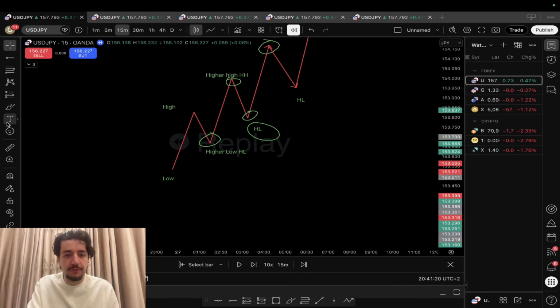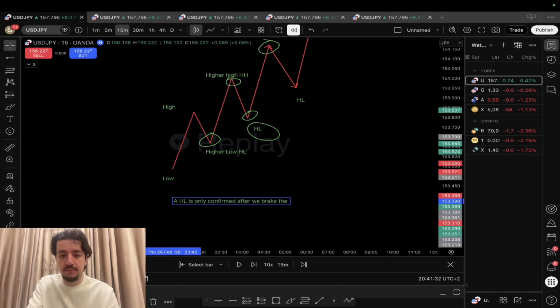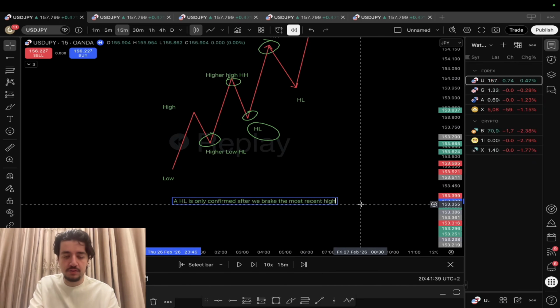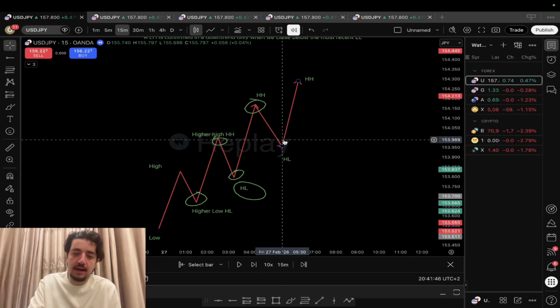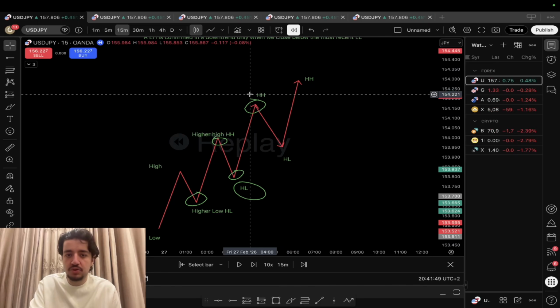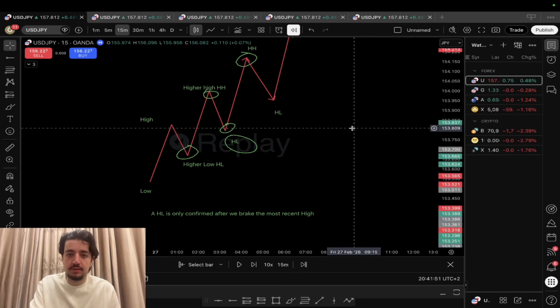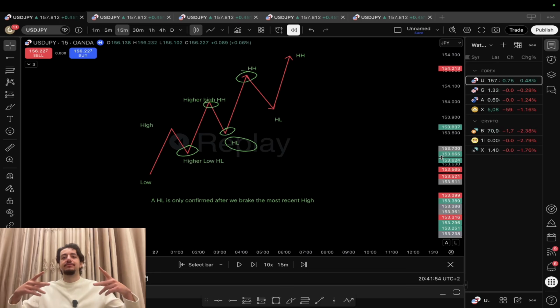Let me just write it down before I show you how it looks on the chart. A higher low is only confirmed after we break the most recent high. A higher low is only confirmed once we break the most recent high. Most recent means the last one. So yeah, that's it pretty much. You could take a screenshot if you want.